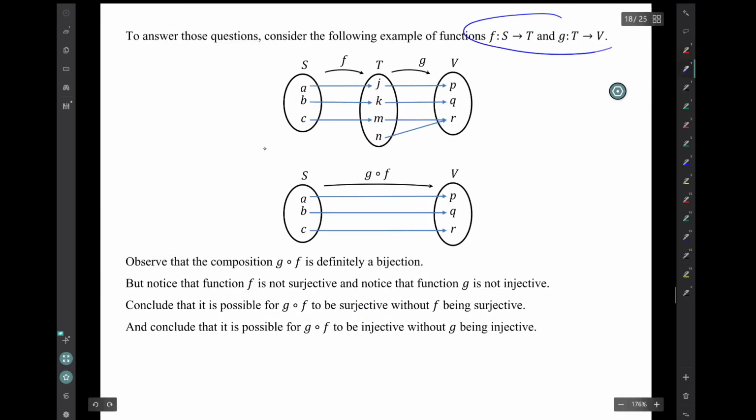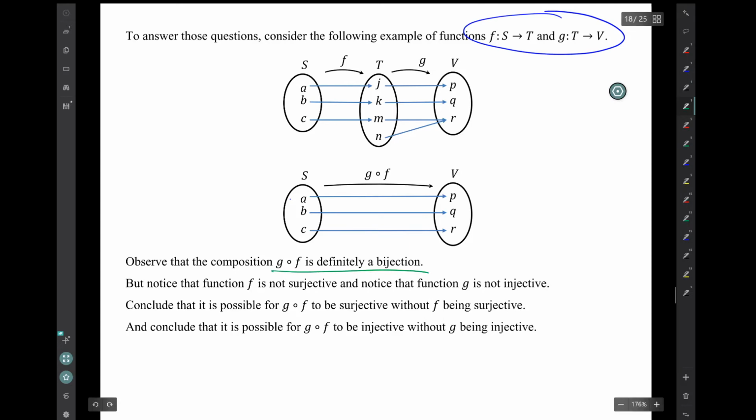In this example, we have functions f and g, whose composition is defined. Now notice that the composition is definitely a bijection. It is: if two inputs are different, then the resulting outputs are always different. And furthermore, notice that every element of the range can be achieved as the output for some input in the domain. So the composition is definitely a bijection.